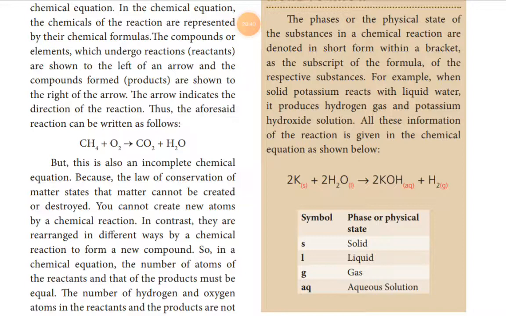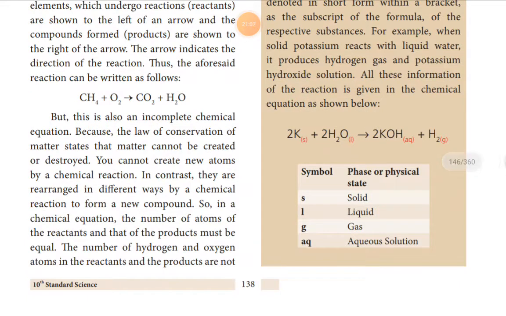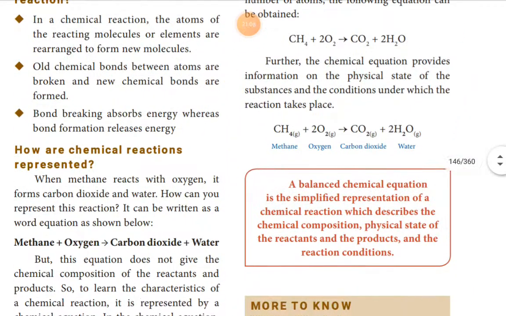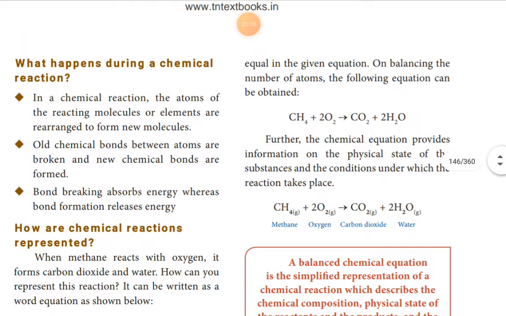The same atoms are going to be on the product side, but in a different form. The numbers are going to be the same. Whatever the number of atoms on the reactant side, the same number of atoms should be on the product side, without altering the chemical formula. Then only is the reaction going to be balanced. So the number of hydrogen and oxygen atoms in the reactants and the products are not equal in the given equation. So on balancing the number of atoms, the following equation is obtained.